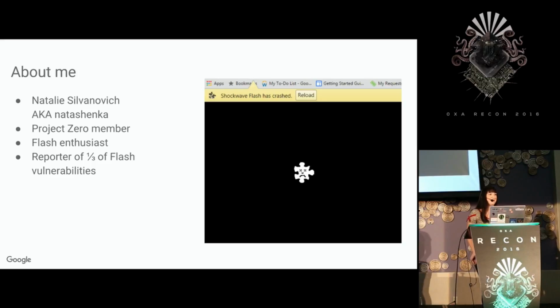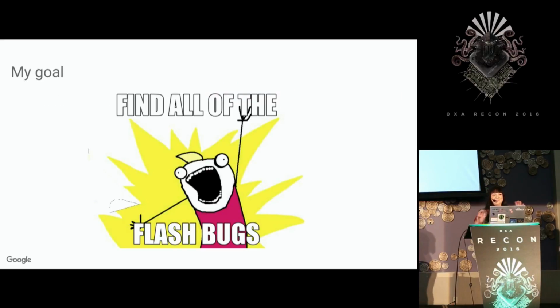And when I joined Project Zero, that was something I wanted to look at right away. So now I'm a real Flash enthusiast. I love finding bugs in Flash, and I love making the sad puzzle piece appear. And currently, I find 1/3 of Flash vulnerabilities, about 100 bugs so far. So what's my goal? I want to find all of the Flash vulnerabilities. I want to find every last one, and sometime around 2022, I will have found the very last Flash bug, and that'll be it. Flash will be secure. Of course, that's not a realistic goal.